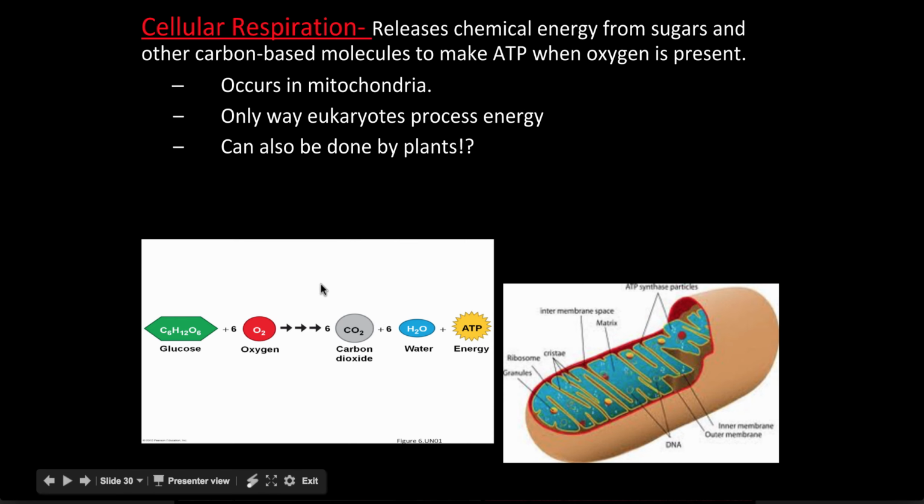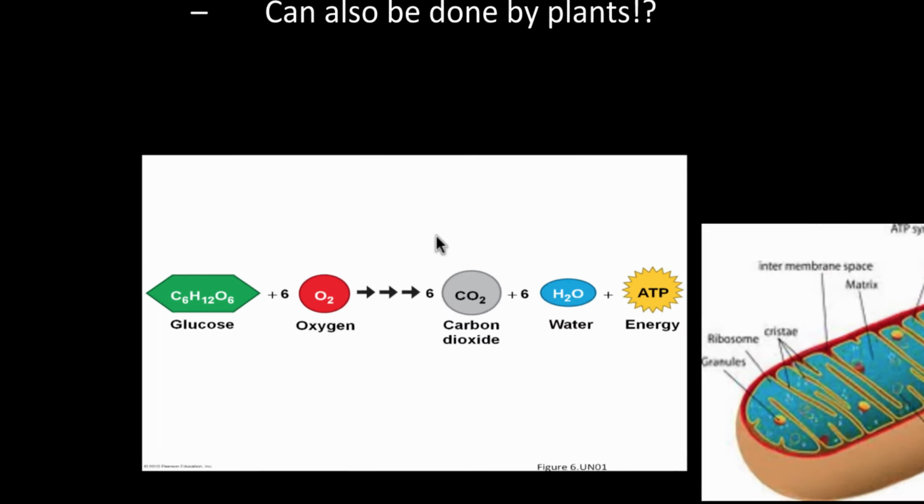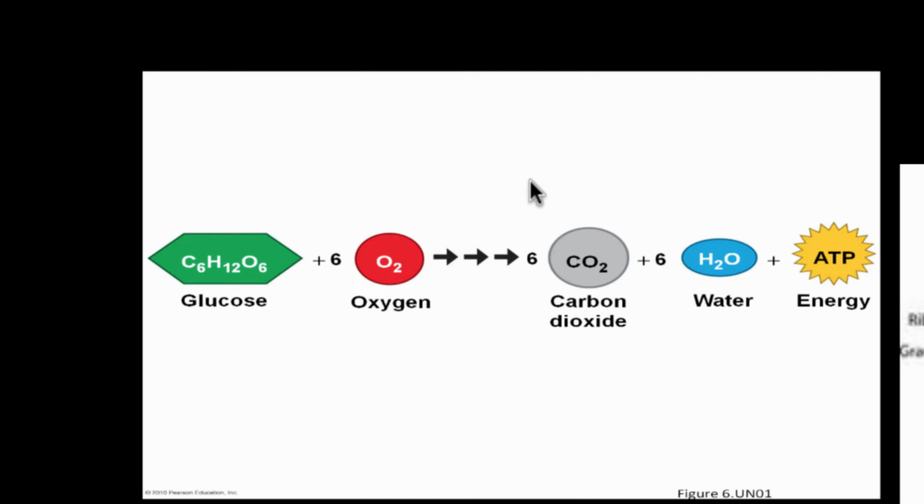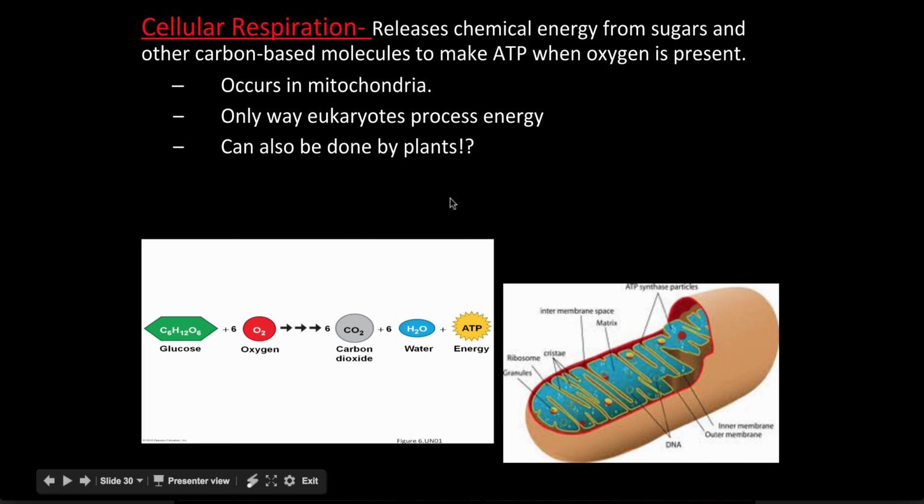So that brings us to our next process that we need to talk about in cell energy, which is cellular respiration. This is the release of chemical energy from sugars and other carbon-based molecules to make ATP when oxygen is present. So oxygen is an important component. The carbon-based molecules like glucose is really important. Combine those two things, and those are broken down, and the mitochondria will take that stuff and give off byproducts of carbon dioxide and water.